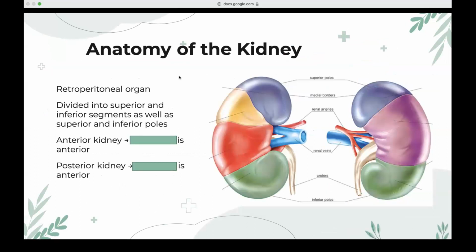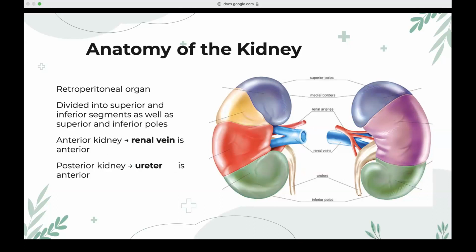Right, anatomy of the kidney. So we know the kidney is a retroperitoneal organ, as well as the ureter. Another thing we know is that it's divided into the superior poles and inferior poles, as well as superior and inferior segments. But how do we know if this picture is the anterior surface or the posterior surface of the kidney? How can you know? Anterior will be the vein and posterior will be the pelvis. Okay, so how will you know if it's an anterior kidney? If the vein is anterior, and the ureter or your pelvis is posterior, right? So this would be the anterior kidney, and this would be the posterior surface of the kidney.